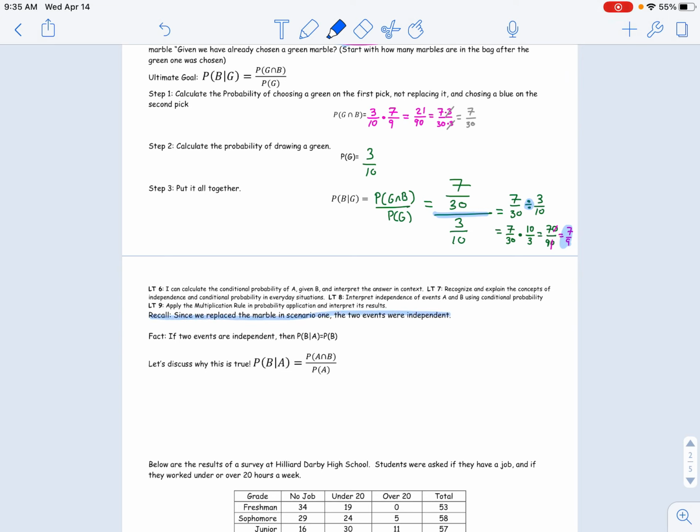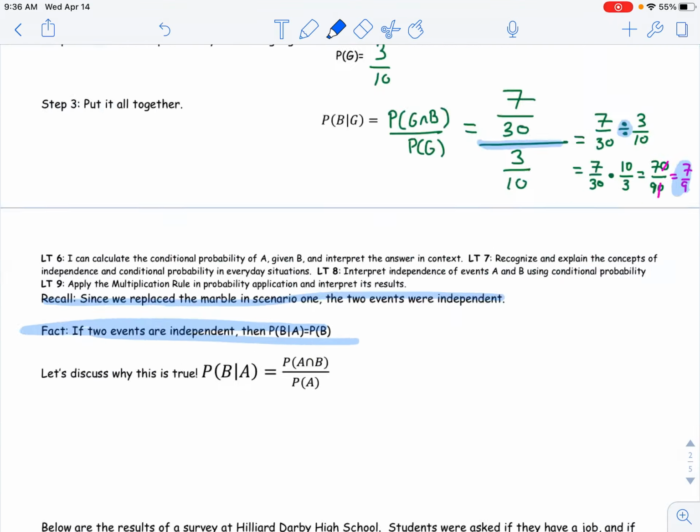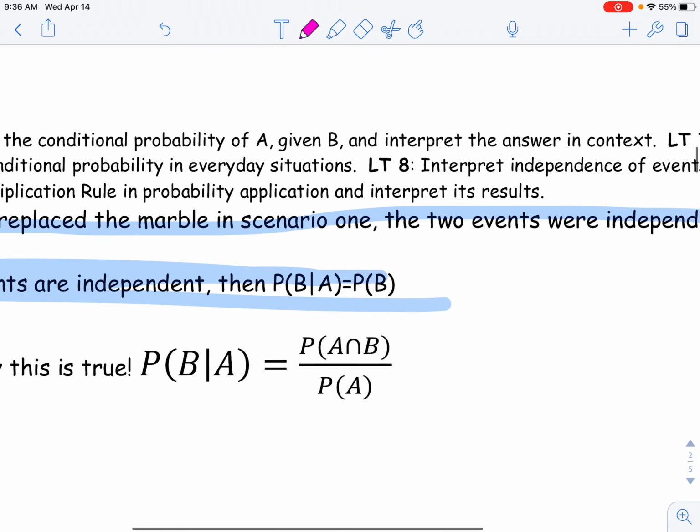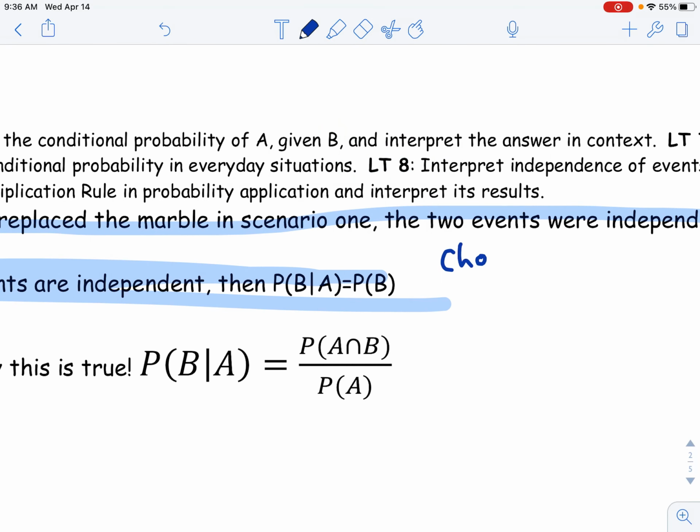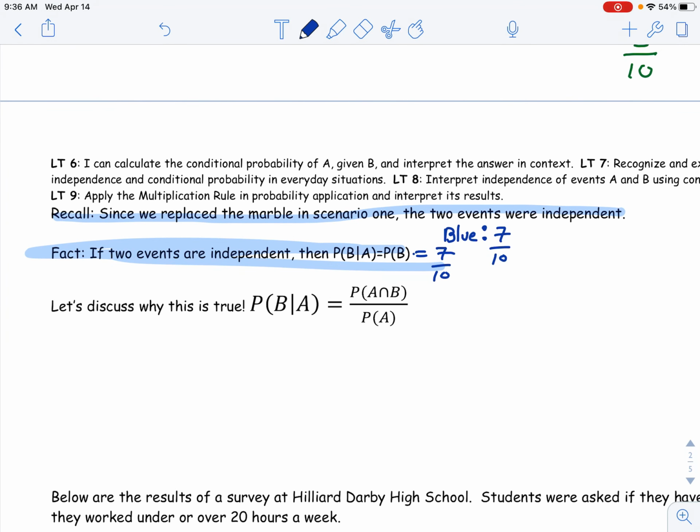in scenario 1, they were independent. And when the probability of B given A equals the probability of B, that means that they're independent, all right? So like, it didn't matter. The probability in the first example of choosing, let's write just blue, was 7 over 10. So it didn't really matter what happened. The probability of B happening was 7 over 10. It didn't matter the given. That's independent.